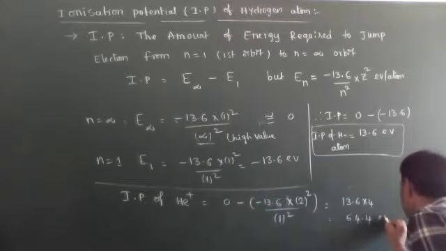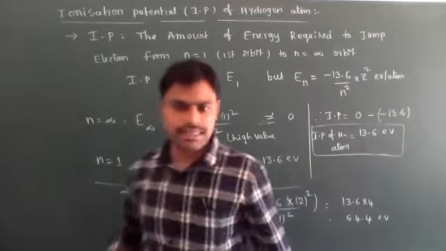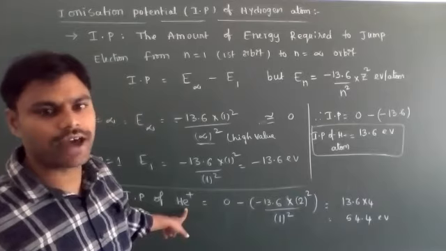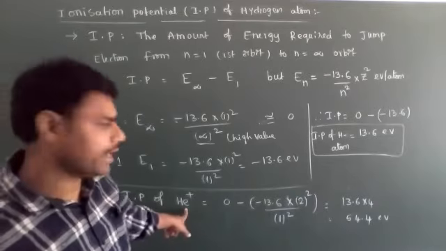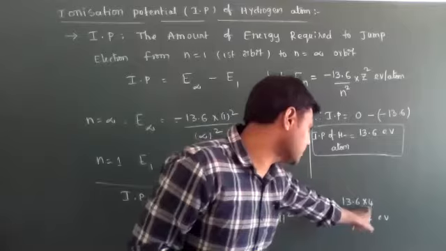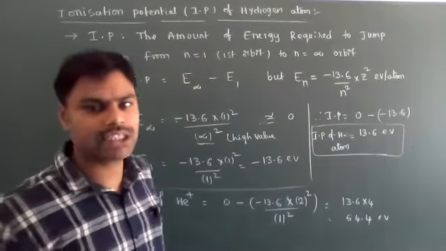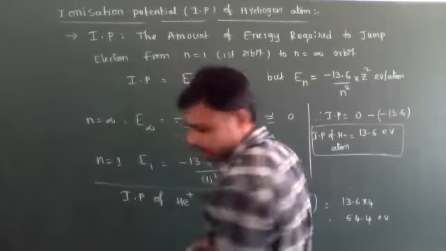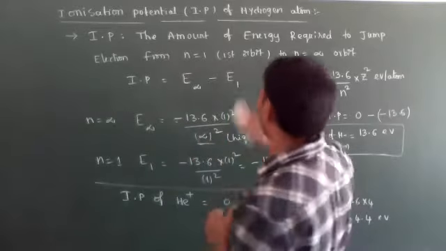54.4 electron volts. In the same way, this is the ionization energy of He+. In the same way, the ionization energy of Li2+. Lithium plus 2 ion means here 2+ what will come? 3 square, which means 13.6 into 9. So the ionization potential of He+. See here, one important point I will ask.